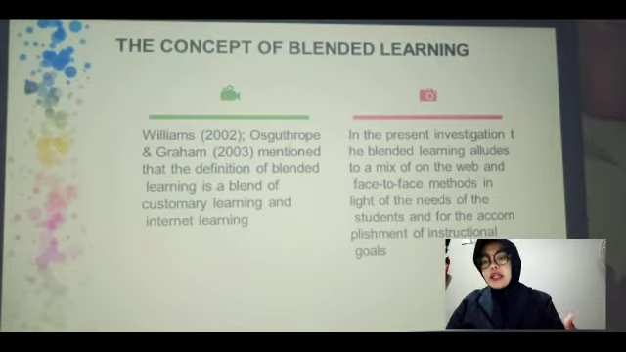In the present investigation, blended learning alludes to a mix of online and face-to-face methods in light of the needs of the students and for the accomplishment of instructional goals. So here in blended learning, the students will not only get the materials in the classroom from the teachers or lecturers, but they will also experience how web learning works, how the learning process is by using the web or internet.